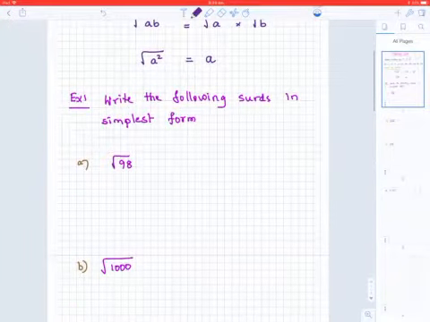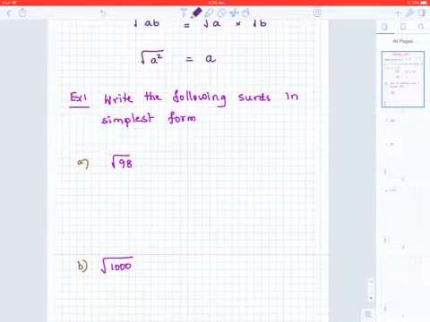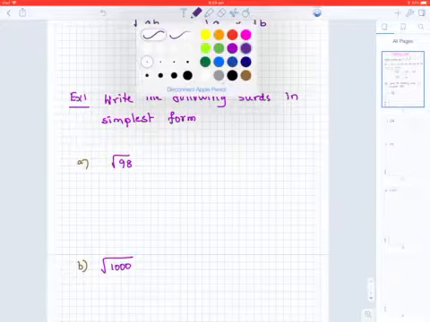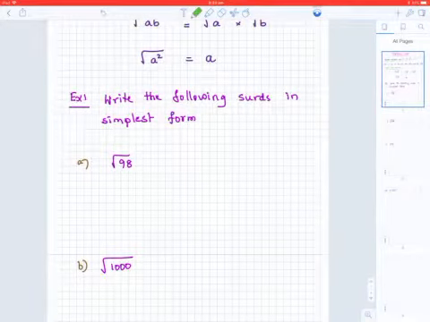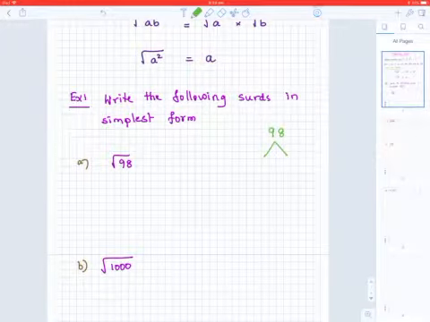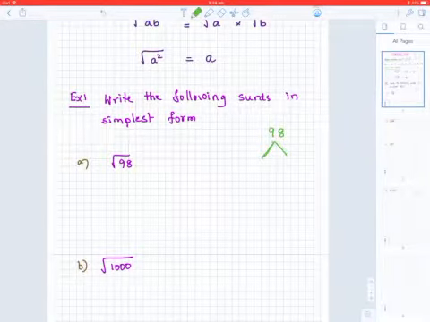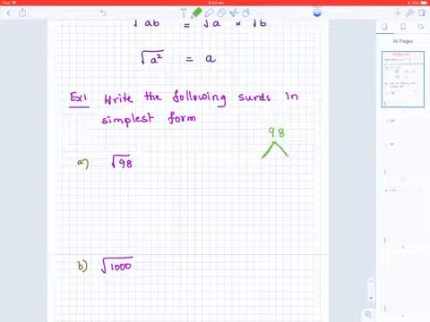Okay, we start with the question. Write the following surds in the simplest form. Now, I have square root of 98. So what I have to do is write 98 as a product of two numbers in which one of them is a square number. So I have to write 98 as a product of two numbers. One of them is a square number.